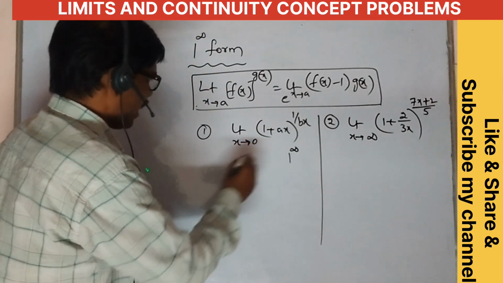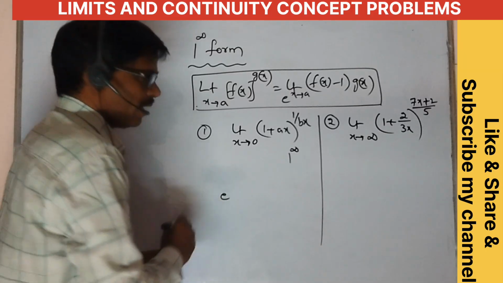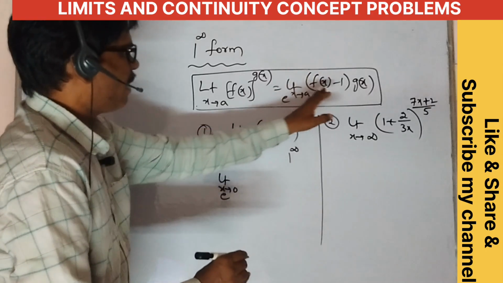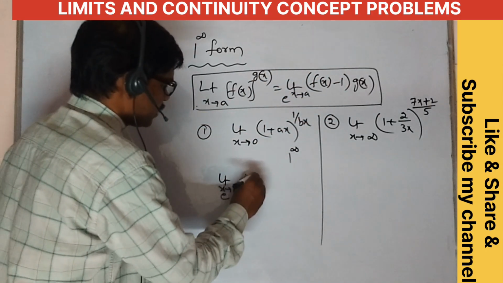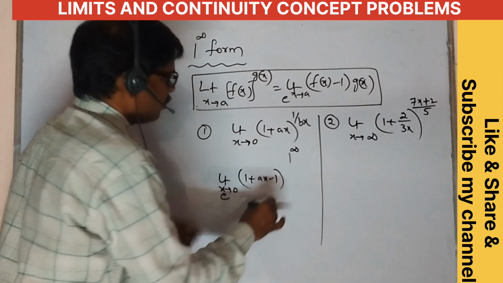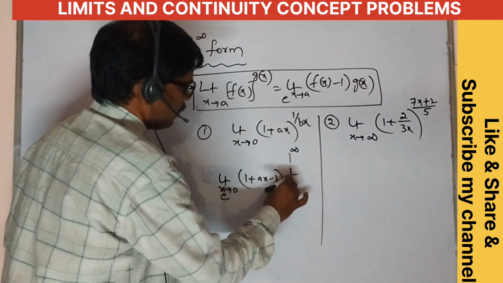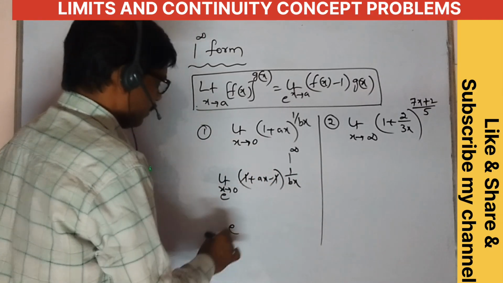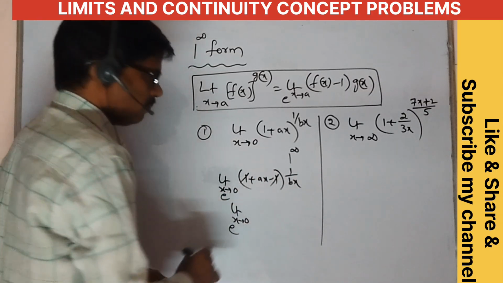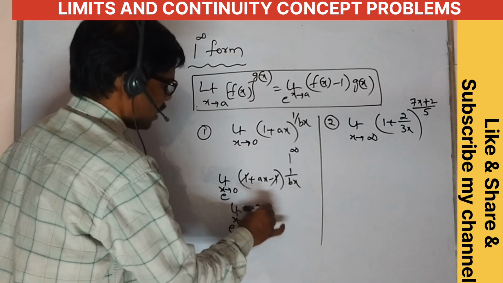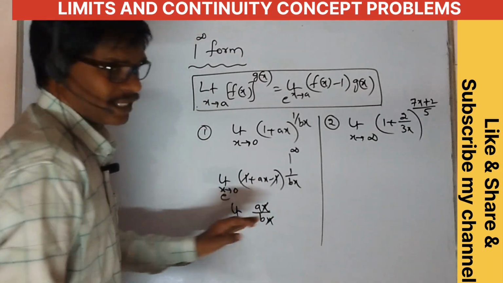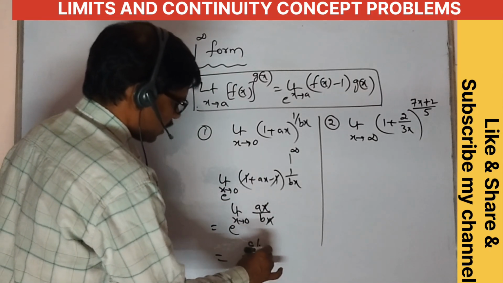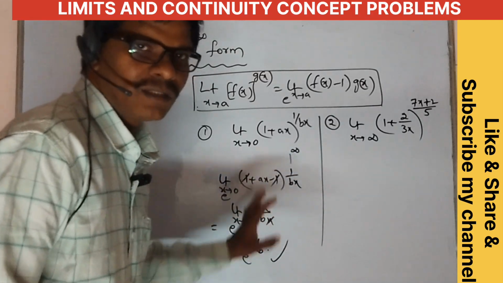Find this one: equals e power limit x tends to 0 of f of x minus 1, where f of x is 1 plus ax, into g of x, where g of x is 1 by bx. The 1 plus ax minus 1 cancels, giving e power limit x tends to 0 of ax by bx. Here x gets cancelled. e power a by b is our answer. This is the 1 power infinity form, the basic question.